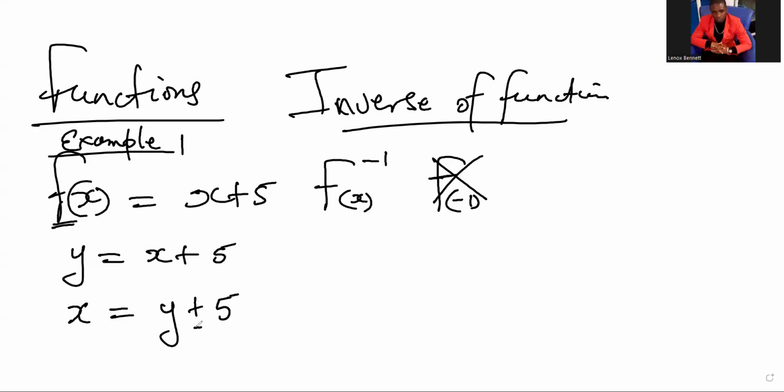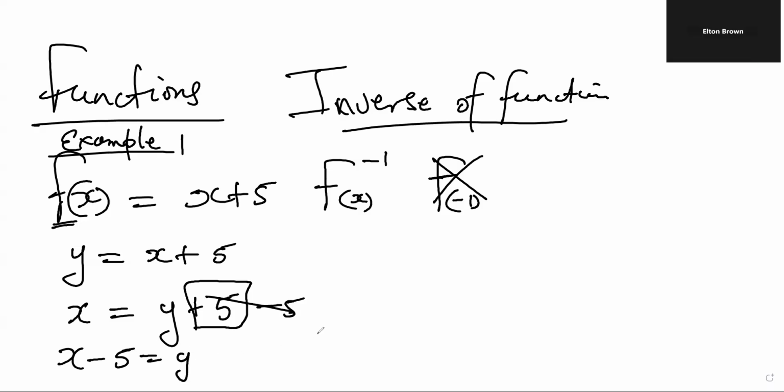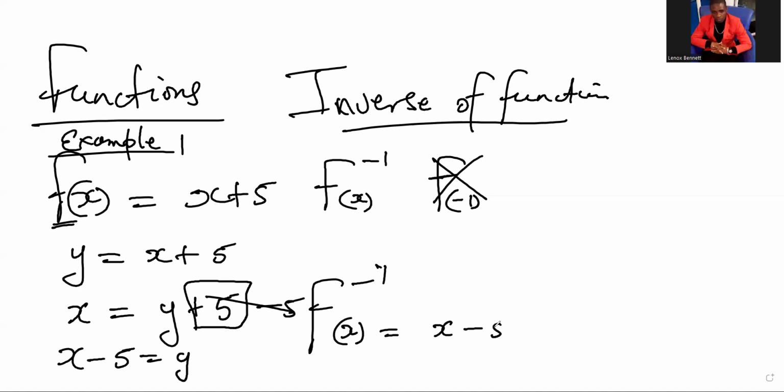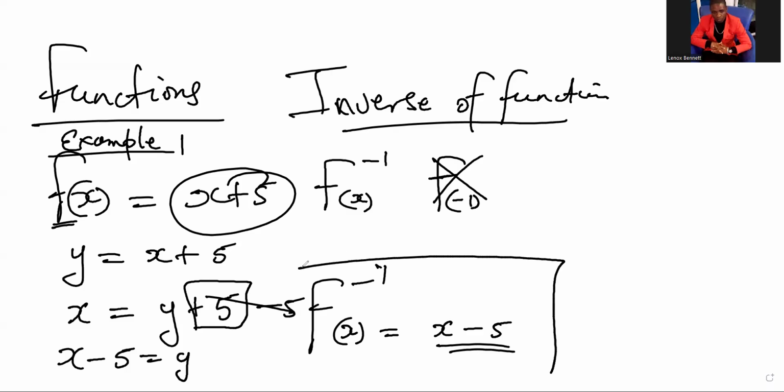Because you have x plus 5, we do the opposite of plus 5, which is minus 5. Anything you do to one side, you do to the next side. So therefore, the inverse of f would be x minus 5. Look at this, x plus 5, the inverse is x minus 5. So it's literally just the opposite of whatever was done. So they added 5, so you subtract 5.